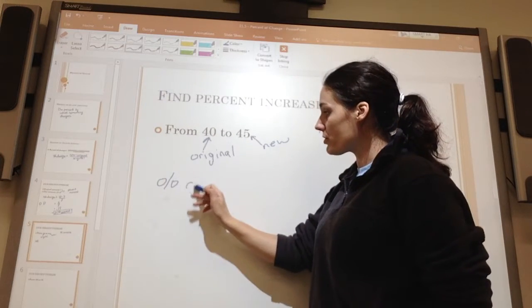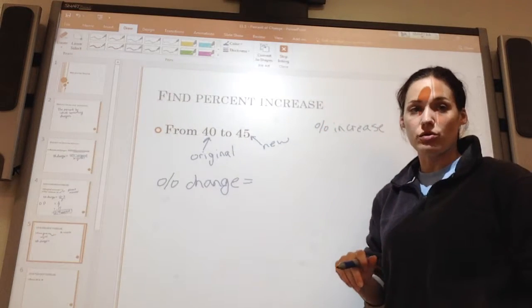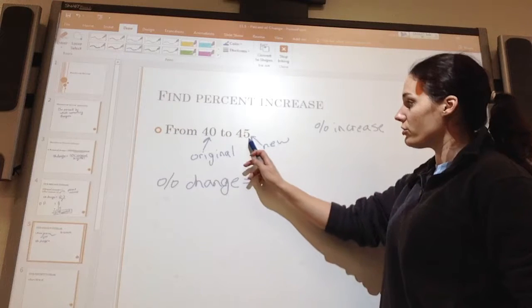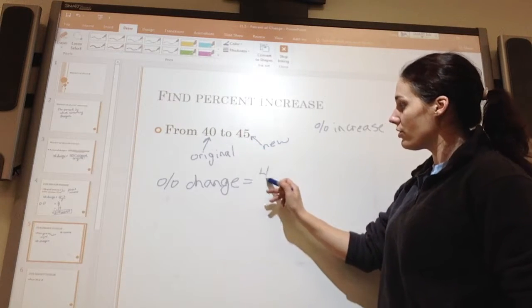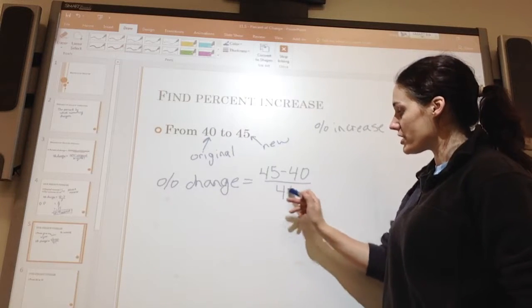Okay, so let's find our percent change. Percent change is new minus original divided by original. So new minus original, so 45 minus 40, divided by original, which is 40.